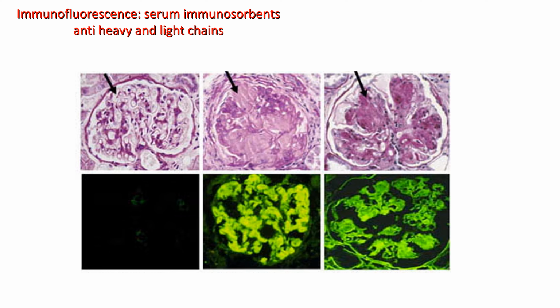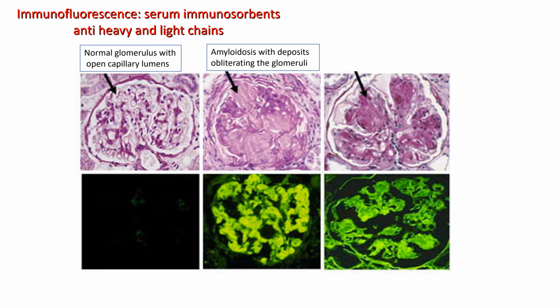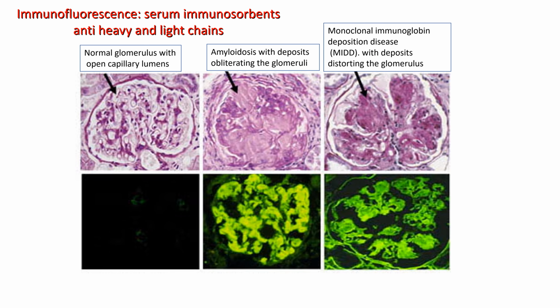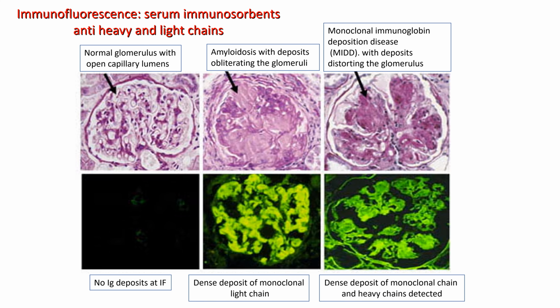Immunofluorescence with serum immunosorbents, against heavy and light chain. Here we can see a normal glomerulus with open capillary lumens. Here amyloidosis with deposits obliterating the glomeruli, and here monoclonal immunoglobulin deposition disease with deposits distorting the glomerulus. Here no immunoglobulin deposit at immunofluorescence, and here we can see light chain and heavy chain detected by immunofluorescence.